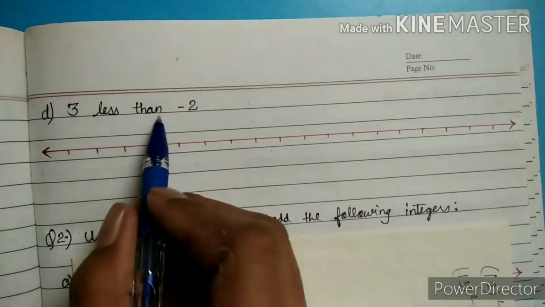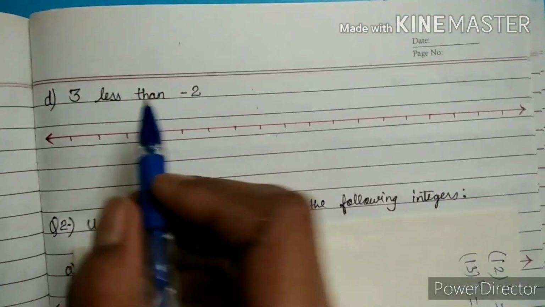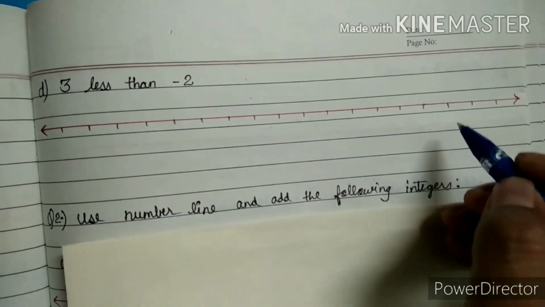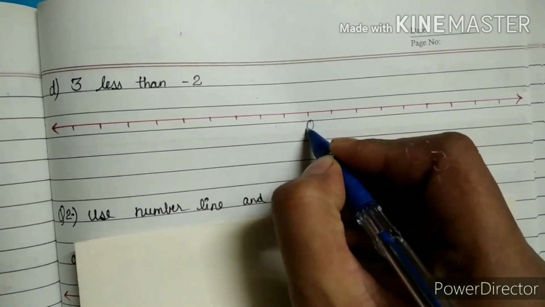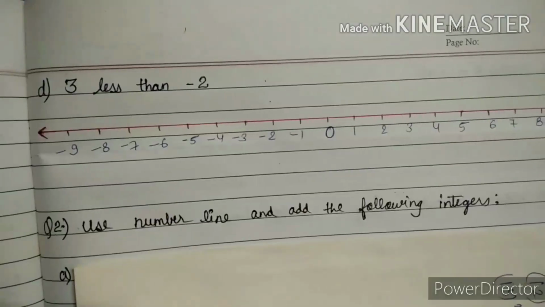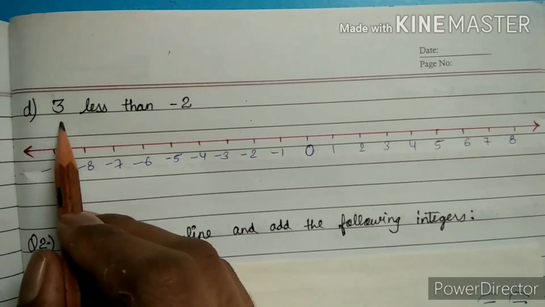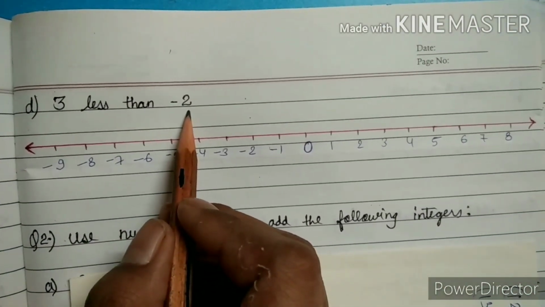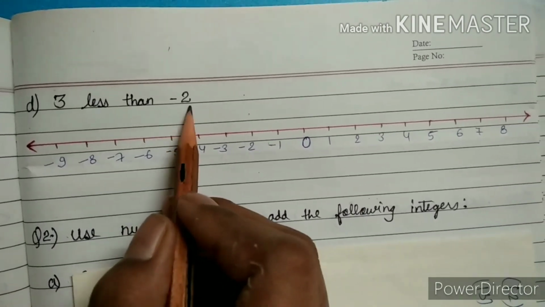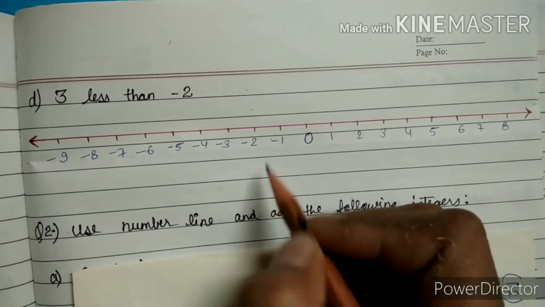D, 3 less than -2. So we have to firstly draw the number line. Here I am putting 0 in the middle of the number line. So here is the number line. D is telling us to do 3 less than -2. From which? From -2.